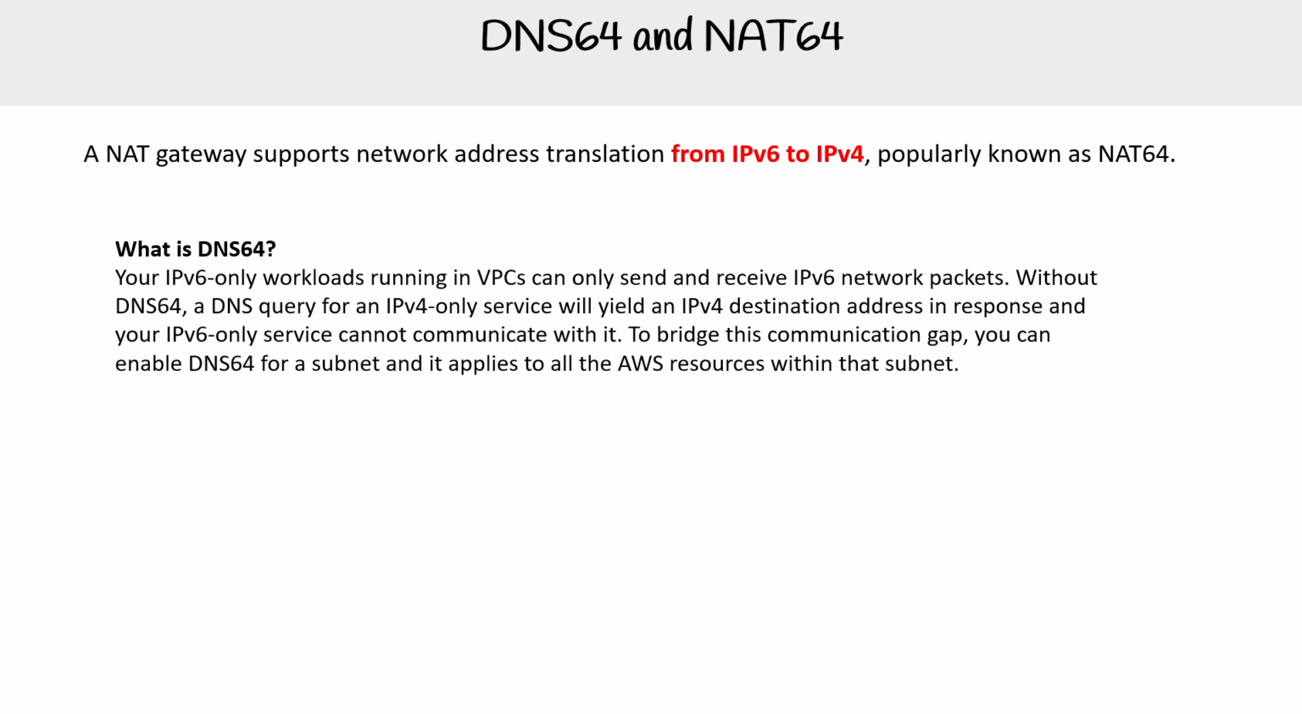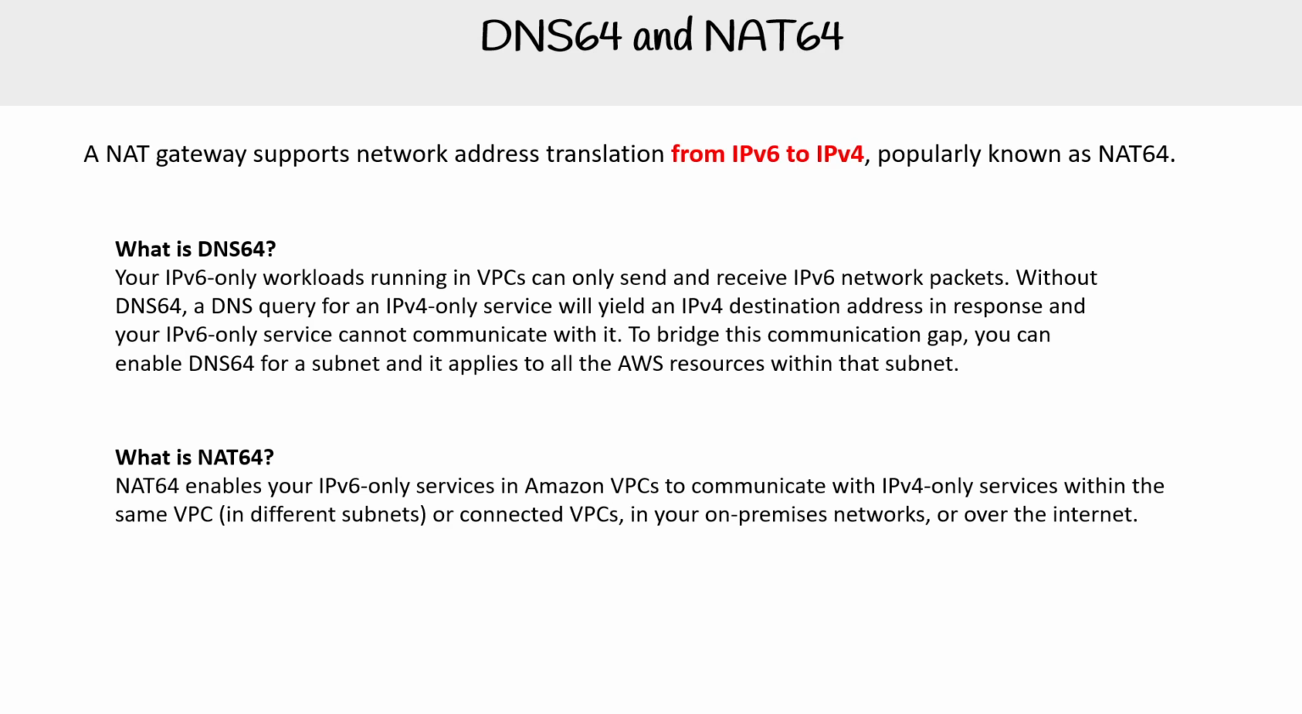So what is DNS64? Your IPv6 only workloads running in your VPC can only send and receive IPv6 network packets. Without DNS64, a DNS query for an IPv4 only service will yield an IPv4 destination address in response, and your IPv6 only service cannot communicate with it. To bridge this communication gap, you can enable DNS64 for a subnet, and it applies to all the AWS resources within that subnet. As far as I understand, there's no additional cost to this because I couldn't find any.